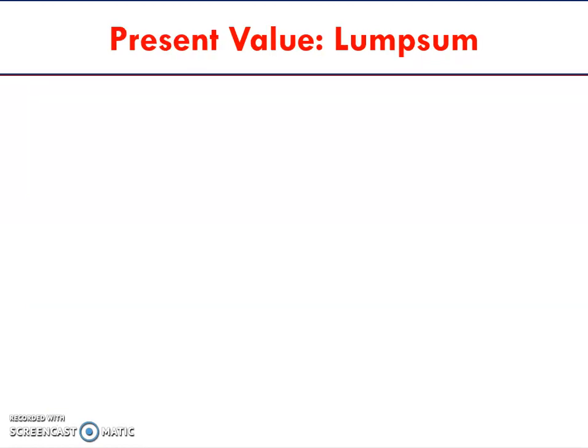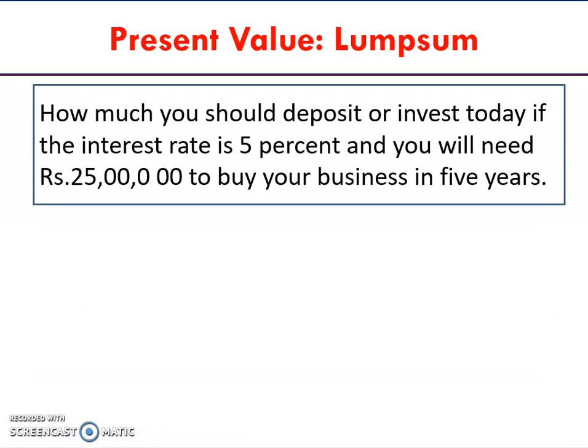Another concept that you have discussed in class is called the present value of the lump sum. What happens here? Now I know that I need an amount in the future, maybe 25 lakhs. I want to buy or start my own business in 5 years. And the investment that I'll make today would be at a rate of interest of 5%. But I don't know how much I should deposit today so that I can get 25 lakhs after 5 years at a rate of interest of 5%.